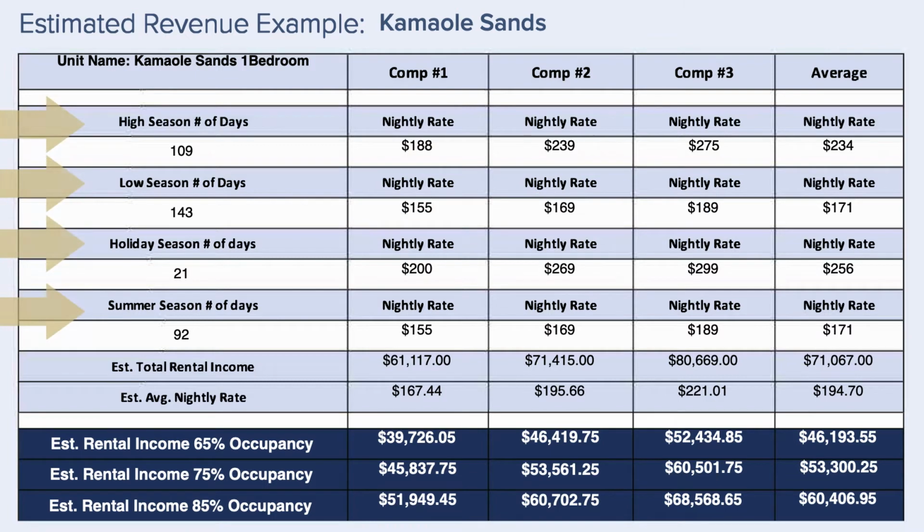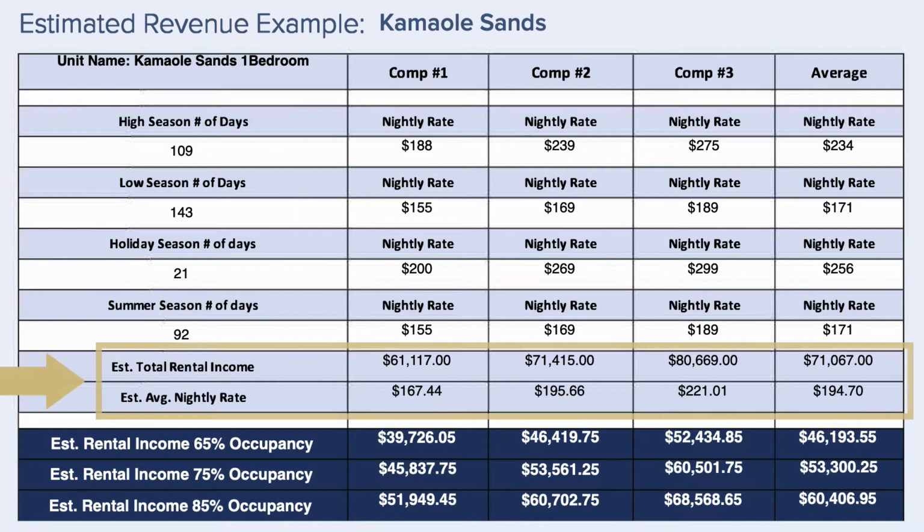You'll also notice on the left side of the chart that each one of the comparable units is broken down by the seasonal rates. Maui does have consistent rentals throughout the year, but the nightly rates can vary significantly based on the season. Towards the bottom of the chart, you'll find the estimated total revenue income, as well as the estimated average nightly rate. These figures factor in all the fluctuations throughout the seasons to show you what the total rental income could be if the unit was booked 100% of the time.